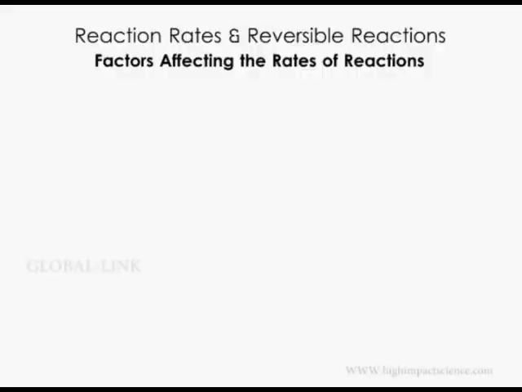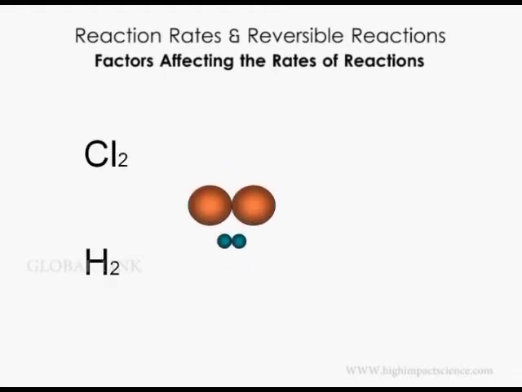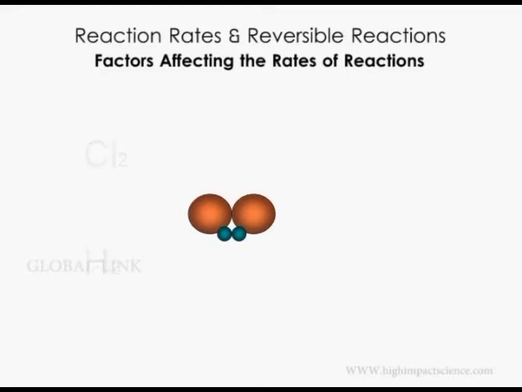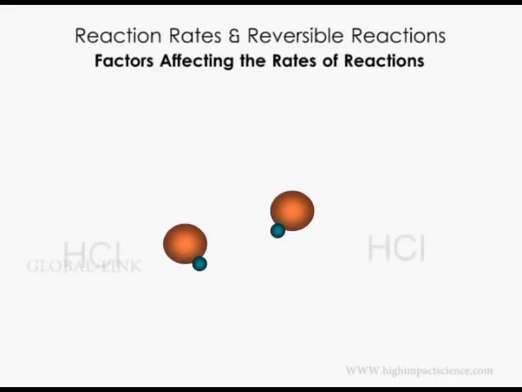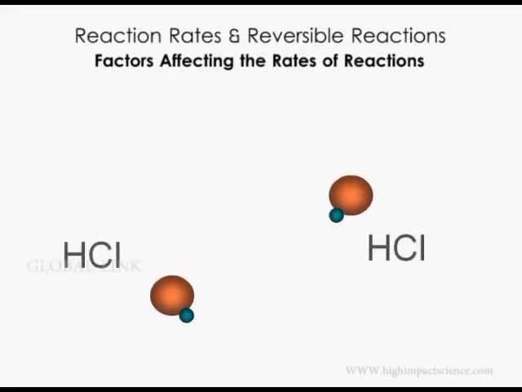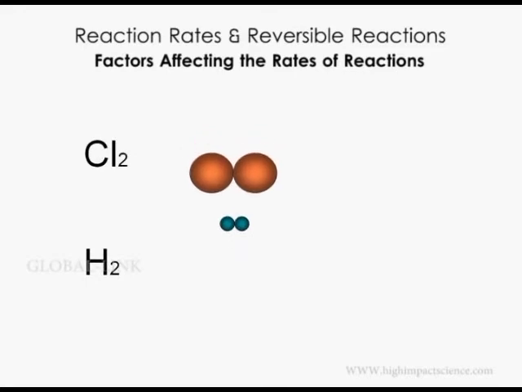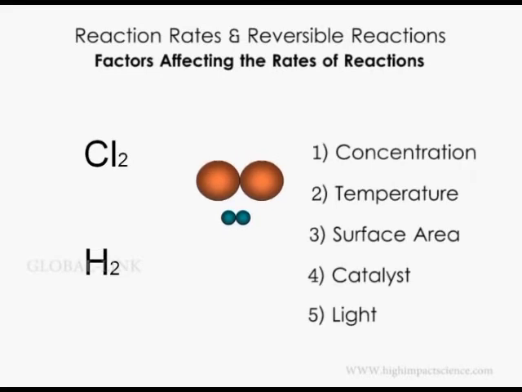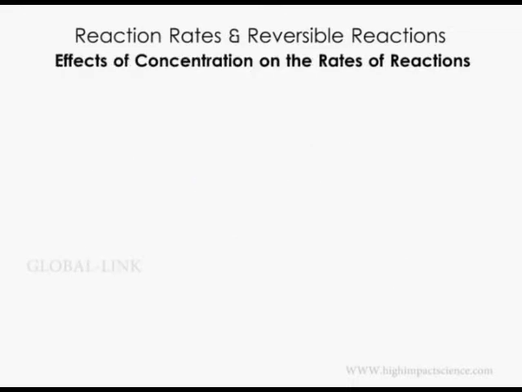Next, factors affecting the rate of chemical reactions. Now, we've said that a reaction occurs when the reacting particles collide in the right orientation with sufficient energy. Any factor that affects the frequency of successful collisions will affect the rate of a chemical reaction. Factors that affect the rate of a chemical reaction include concentration, temperature, surface area, catalyst, and light. Let's start with the effect of concentration.